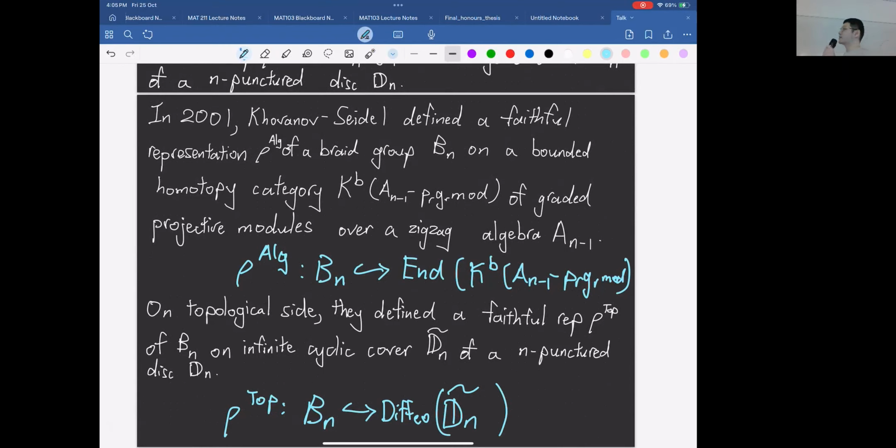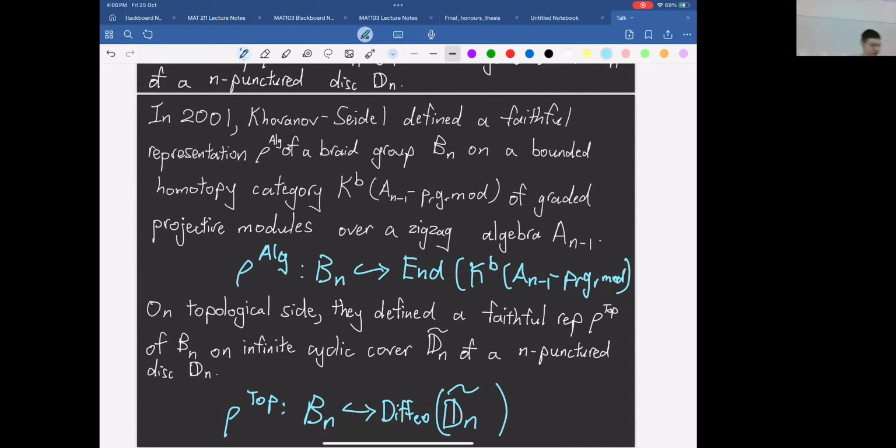So on one side, we consider homomorphism, or endomorphism, because it's a homomorphism between the same space. On the other side, we consider the diffeomorphism. Basically these are the differentiable maps on the same space here, Dn tilde. If you are worried about that infinite cycle, for the moment you can think about the n-punctured disk first.